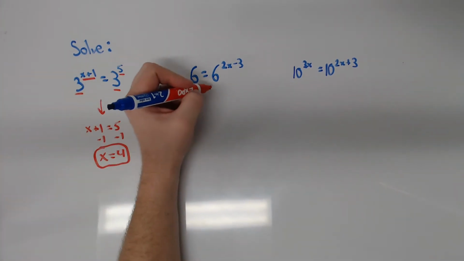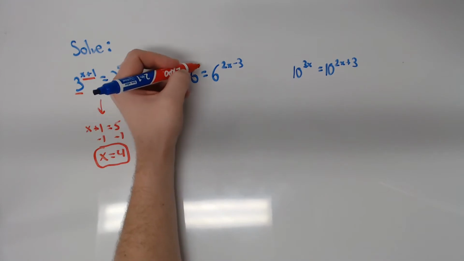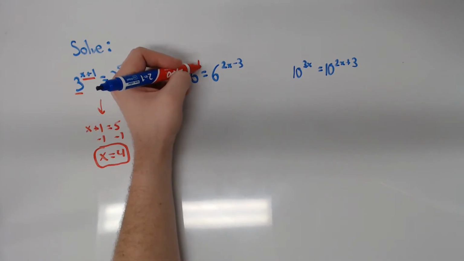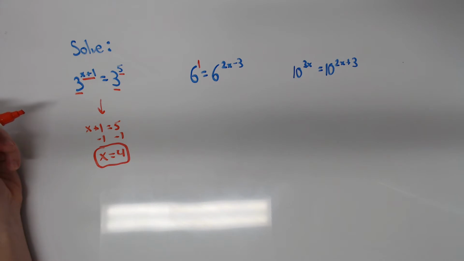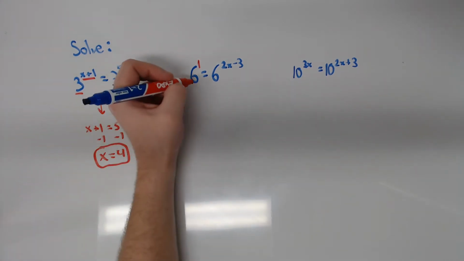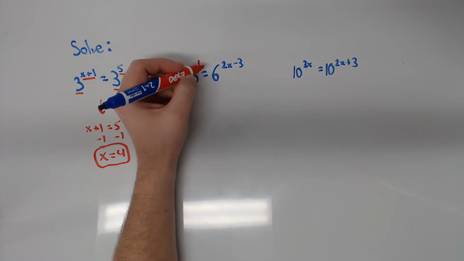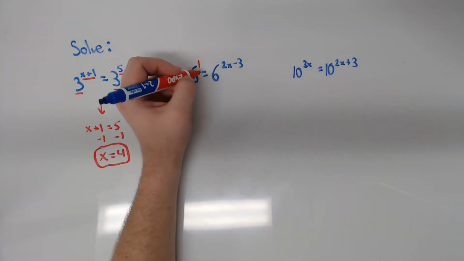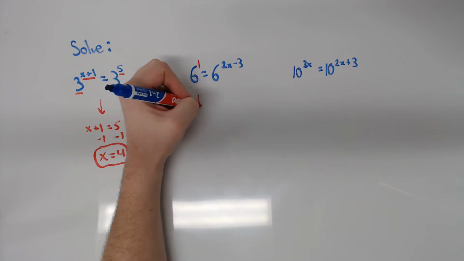How about this second one? Well, the left side doesn't look like it has an exponent, but it does. The exponent that doesn't do anything, so it doesn't need to show up, is 1. I have 6 one time. Well, that's just 6. So if you don't see an exponent, there's going to be a 1 there.